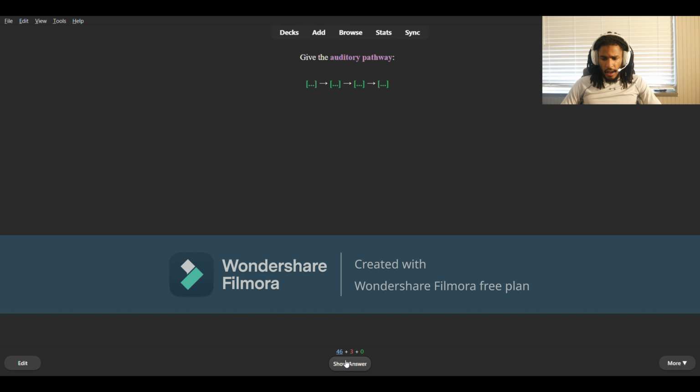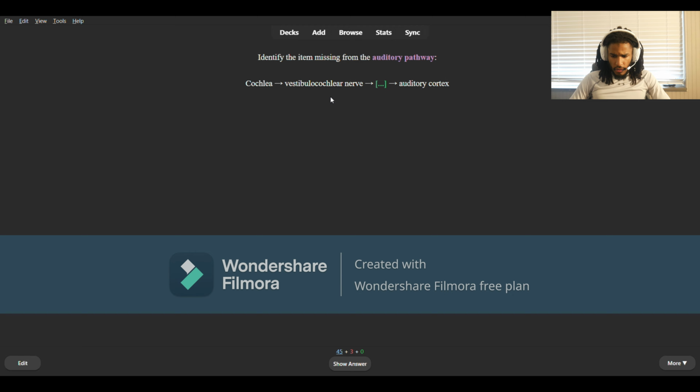Give the auditory pathway. Cochlear vestibular nerve, medial geniculate nucleus to auditory cortex. There's a Khan Academy link, and then we're actually going to check out one of these links. Cochlear vestibular nerve, blank, auditory cortex. We just did this. Don't know. Medial geniculate nucleus. Okay, so let's check out the Khan Academy link they have right here.